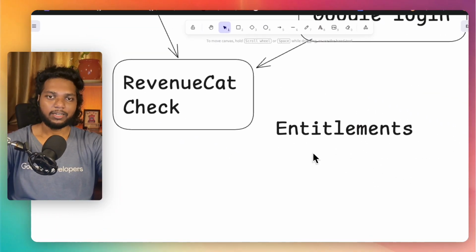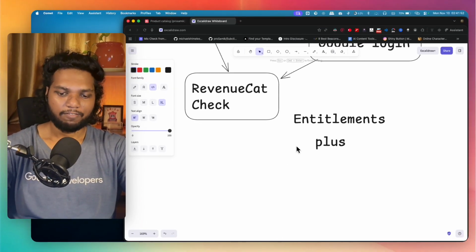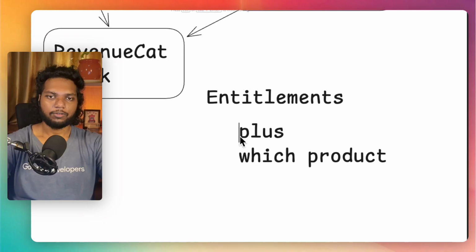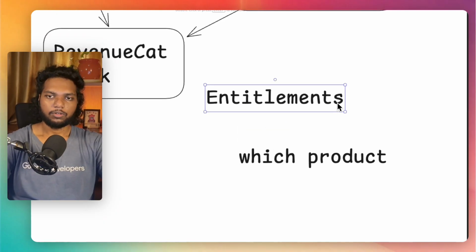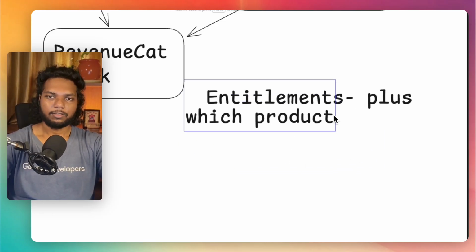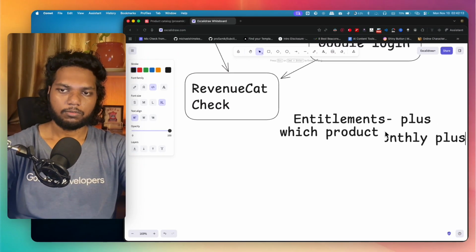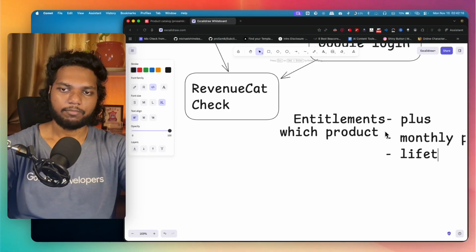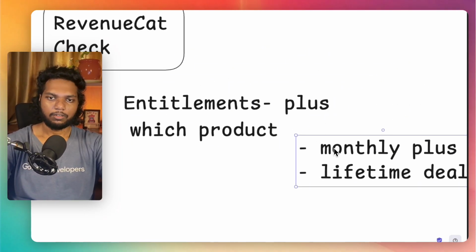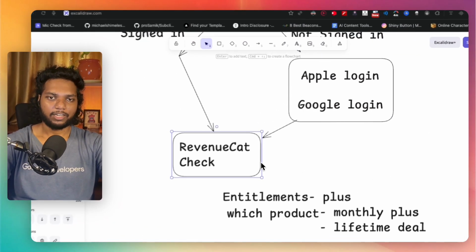So I check the entitlement, and for a plus entitlement, I check which product. Let me simplify it for you. The entitlement here is plus, and I check which product that can be: monthly plus, or a lifetime deal. So I check this when I'm working with RevenueCat check. This is how the RevenueCat check actually works behind the scene.